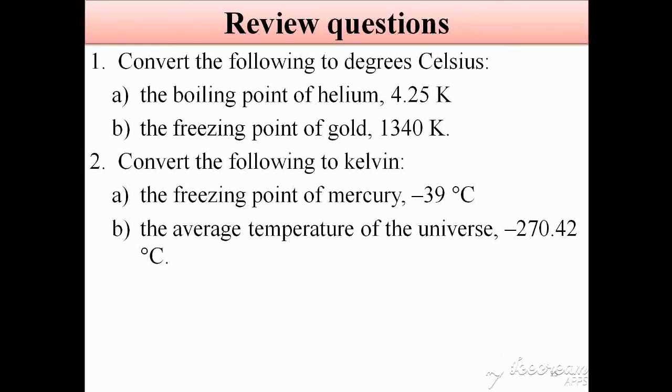The second question, convert the following into Kelvin. A. The freezing point of mercury is negative 39 degrees Celsius. Question number 2. B. Convert the following to Kelvin. B. The average temperature of the universe is negative 270.42 degrees Celsius.